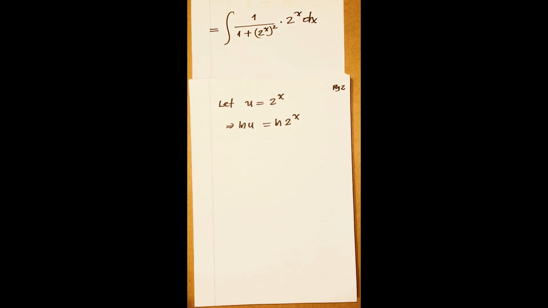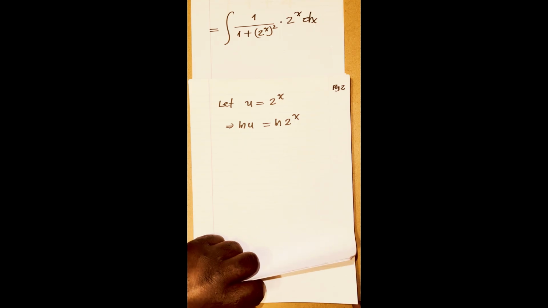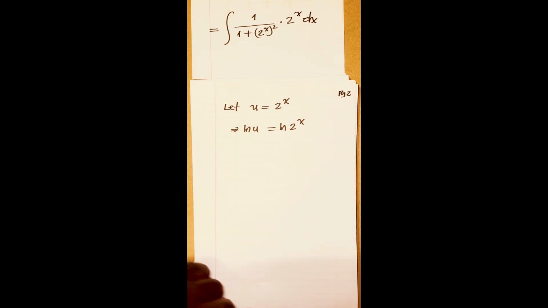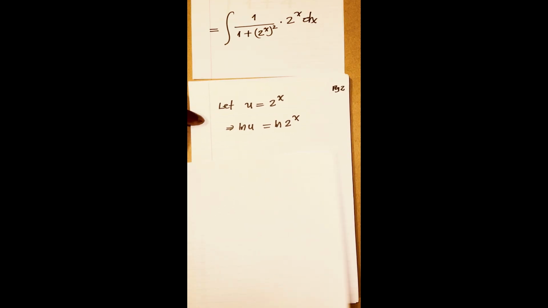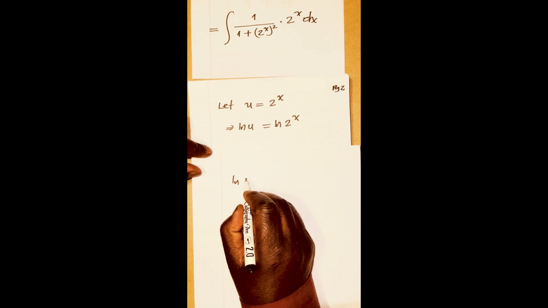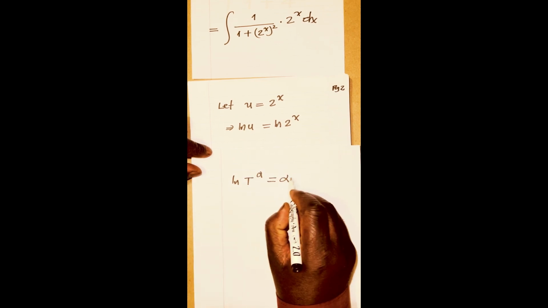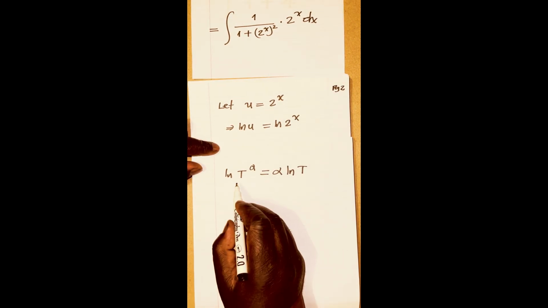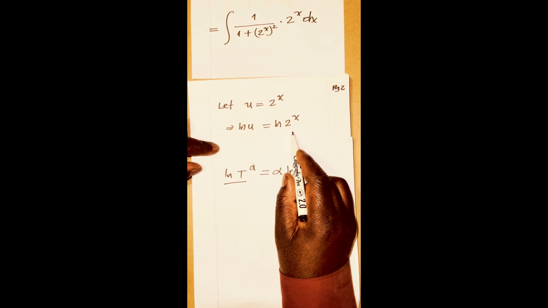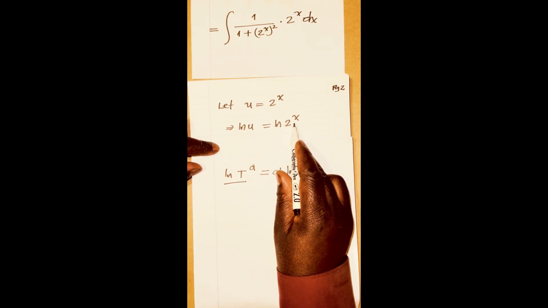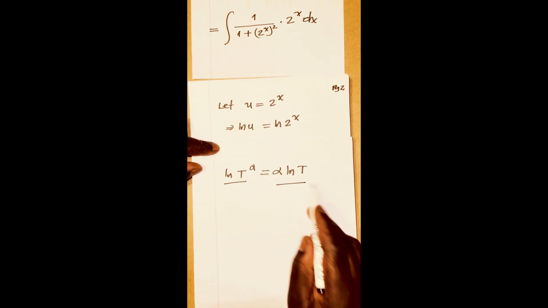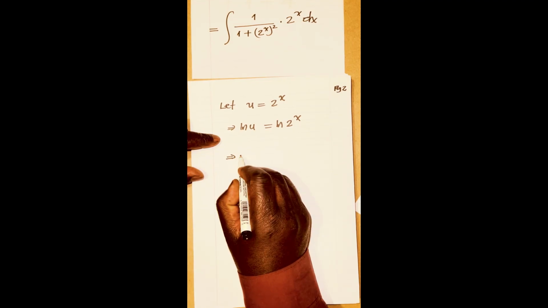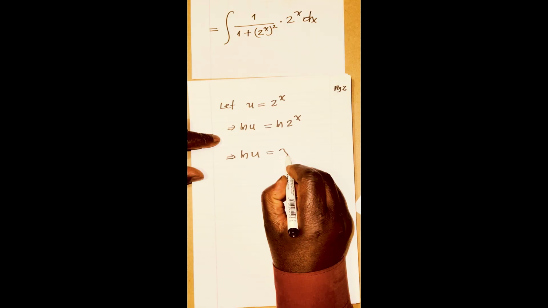Applying laws of logs, if I may remind you, one specific law of logs I'm going to use here is the following: the natural log of t power alpha is equal to alpha times the natural log of t. The power multiplies. So basically, if you look at this form here and that form there, we take t to be equal to 2 and alpha to be equal to x. I need this form to get to the answer. So this implies that the natural log of u is equal to x times the natural log of 2.